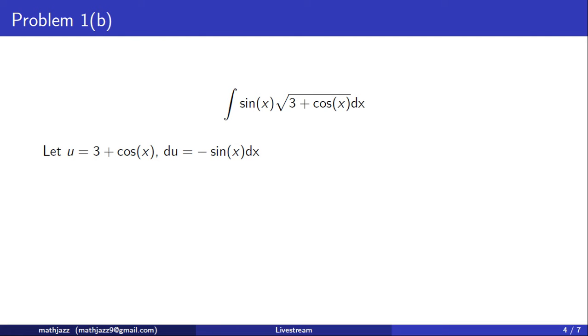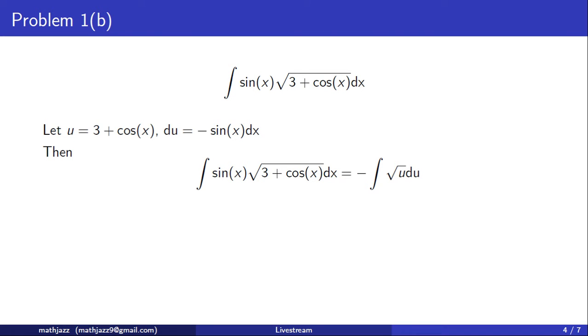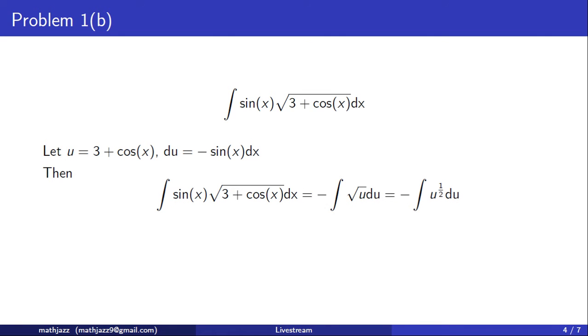Our second problem, we have the integral of sine x times the square root of 3 plus cosine x with respect to x. So we let u equal 3 plus cosine x, du equals negative sine x dx, and with that we substitute to get the negative integral of the square root of u with respect to u. We use the power rule on this, and then we substitute back into x, getting negative 2/3 times 3 plus cosine x raised to the 3/2 power plus a constant c.